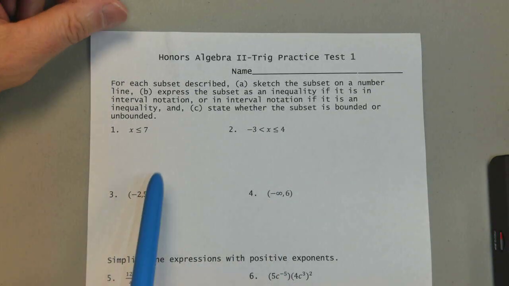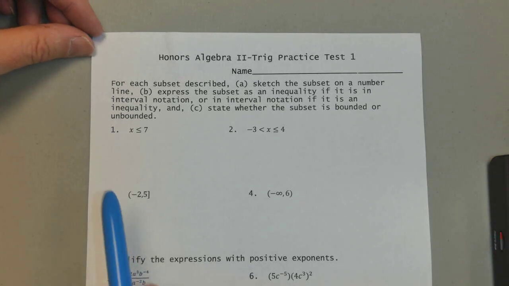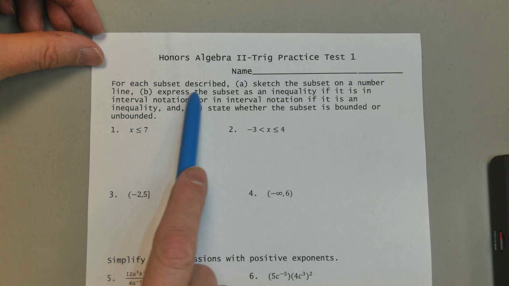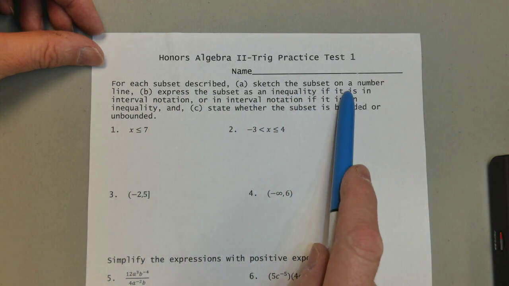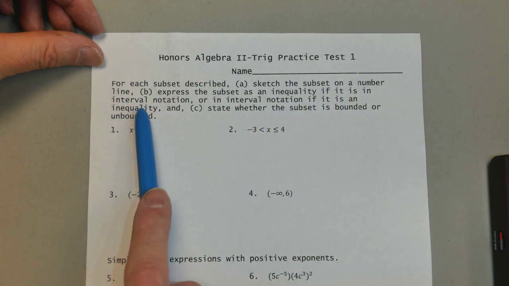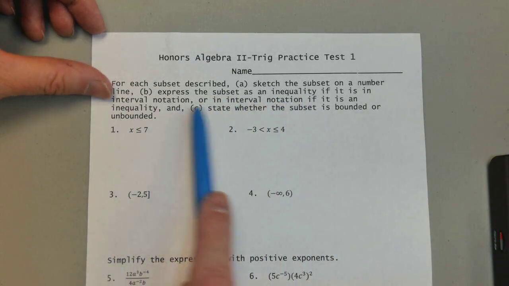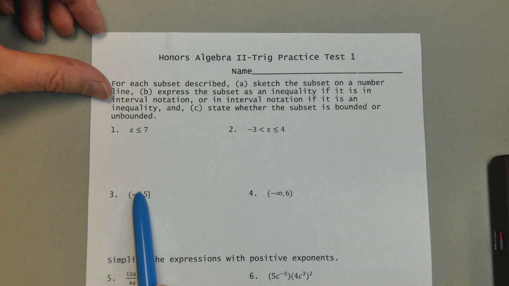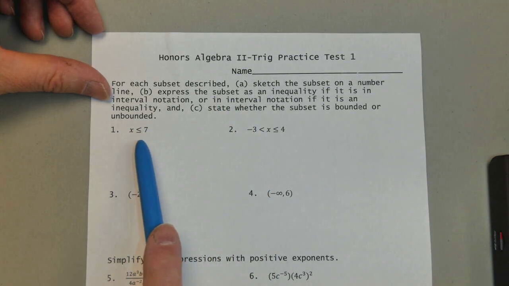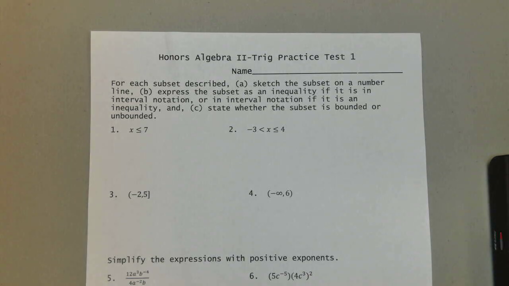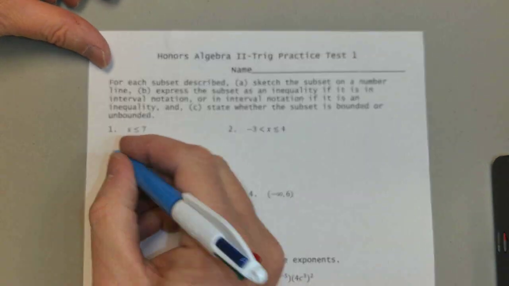These first four, the interval notation. For each subset described, sketch the subset on a number line. So we get a number line. Express the subset as an inequality if it is in interval notation, like these two, or in interval notation if it is an inequality, like these two. And then state whether the subset is bounded or unbounded. So read those directions. A, sketch the subset on a number line.